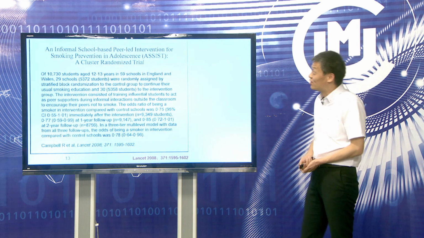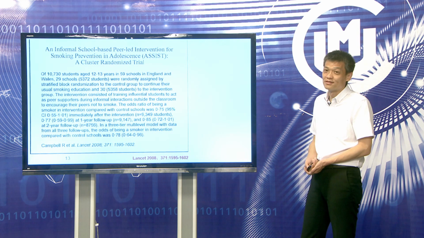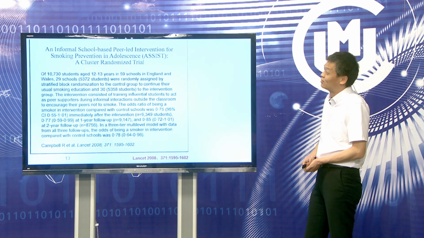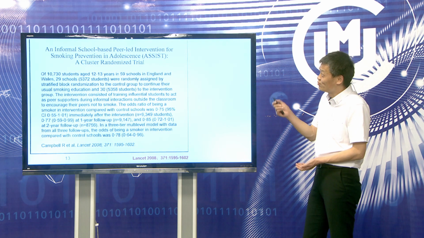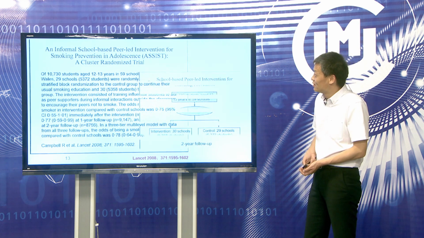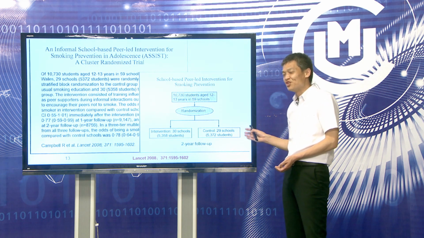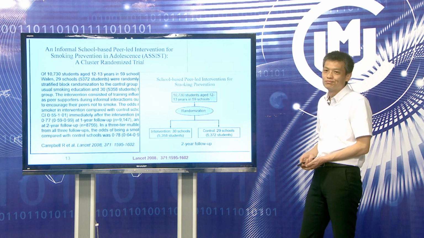This is an example of a class randomized trial that is sometimes called a community trial. It tests a school-based peer-led intervention for smoking prevention in adolescents. The key point is randomization. The unit of randomization is communities, that is schools, but not the individual.